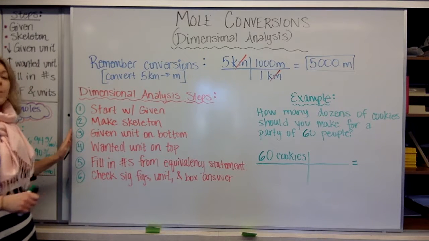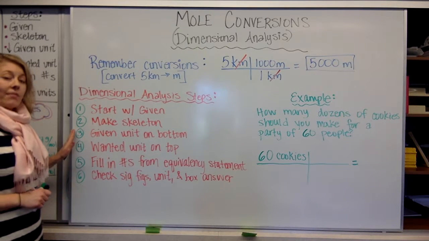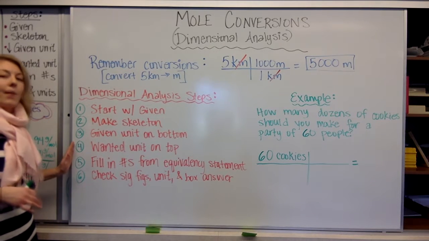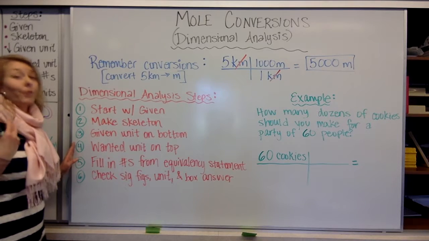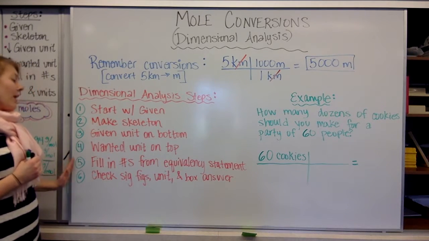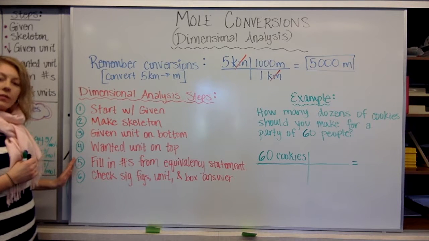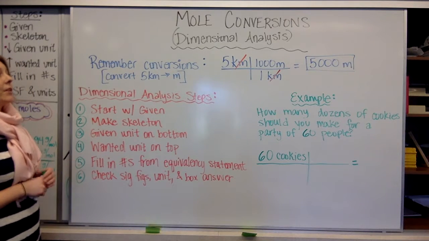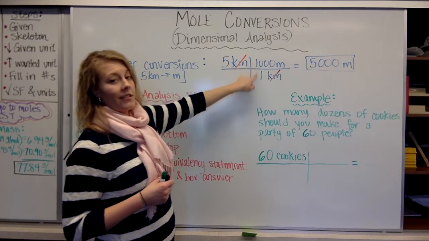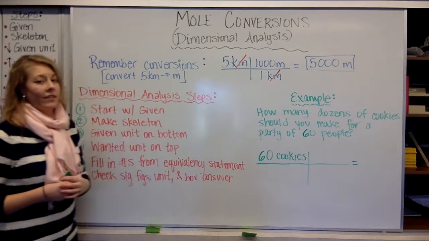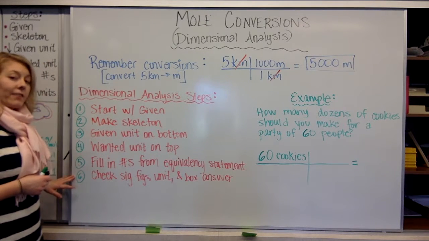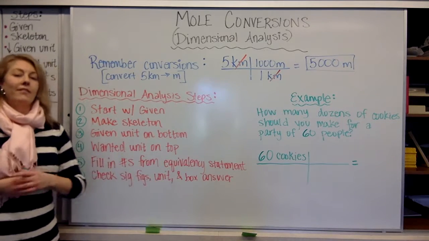Once we have that, we're going to put our given unit on the bottom, so whatever the given unit is. We'll put the wanted unit on top, and that's the unit that we're trying to convert into, or that we're trying to get our final answer into. Then we will fill in numbers from the equivalency statement. The equivalency statement when we did conversions was our conversion factor. 1,000 meters is equal to 1 kilometer. So that was our equivalency statement. Then at the very end, we check our answer for sig figs, units, and then box our answer.